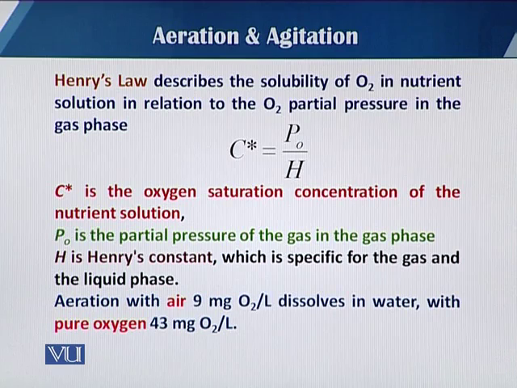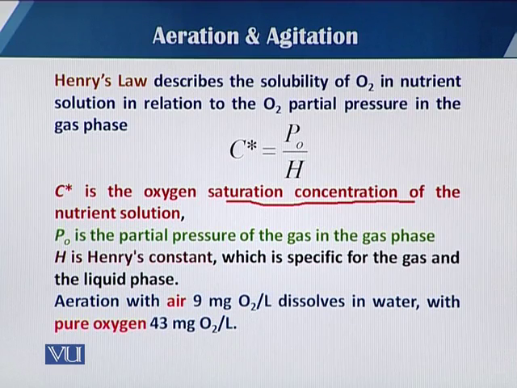C star is the oxygen saturation concentration of the nutrient solution, so it is the amount of oxygen present in the nutrient medium. P naught is the partial pressure of the gas in the gas phase, that is, the percentage of oxygen in the air or in the gas that we have to supply in that fermentation. H is the Henry constant, which is specific for the gas and the liquid phase.